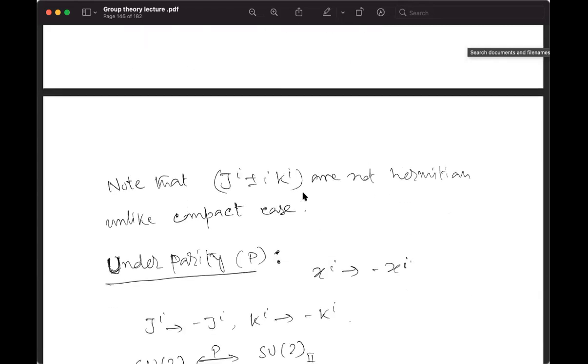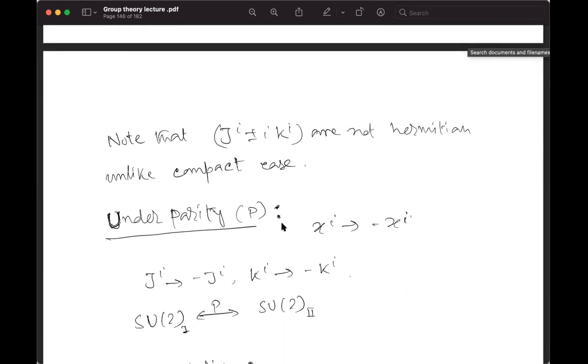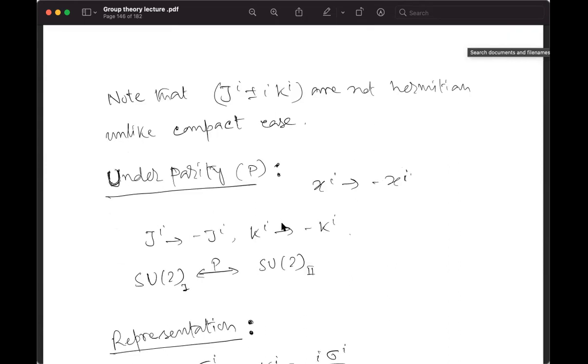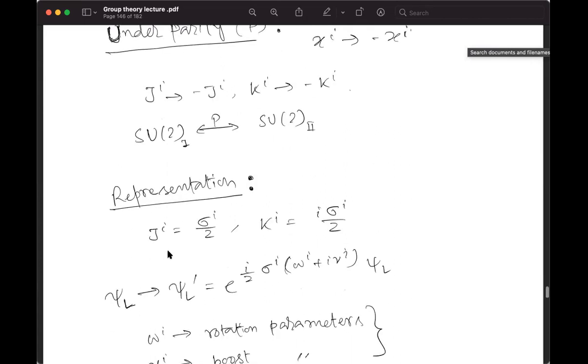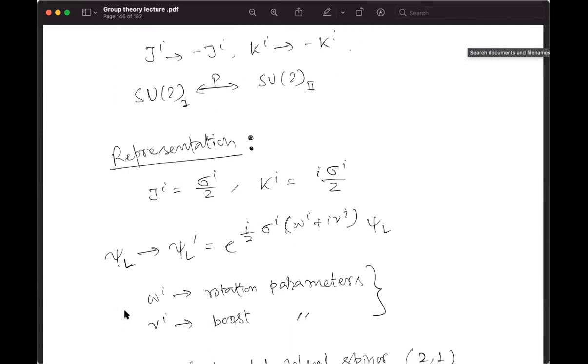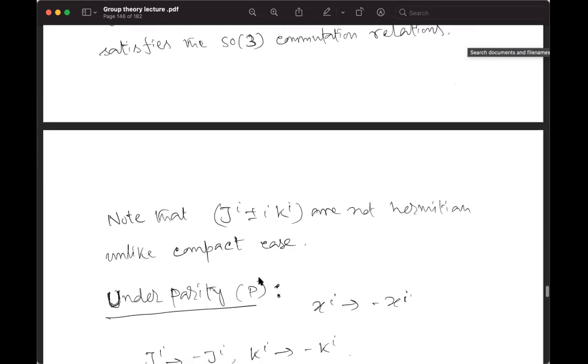So note that J_i plus or minus i K_i are not Hermitian, unlike the compact case. Under parity, you can think of x_i going to minus x_i, and J_i is going to J_i, K_i going to minus K_i. So you can define some kind of parity operation here, which will take one SU(2) to another SU(2). Now you can think of representing J_i as sigma/2 and K_i as i sigma/2. Just to be clear, these are not Hermitian like the compact case, meaning the J_i and the K_i are not Hermitian.